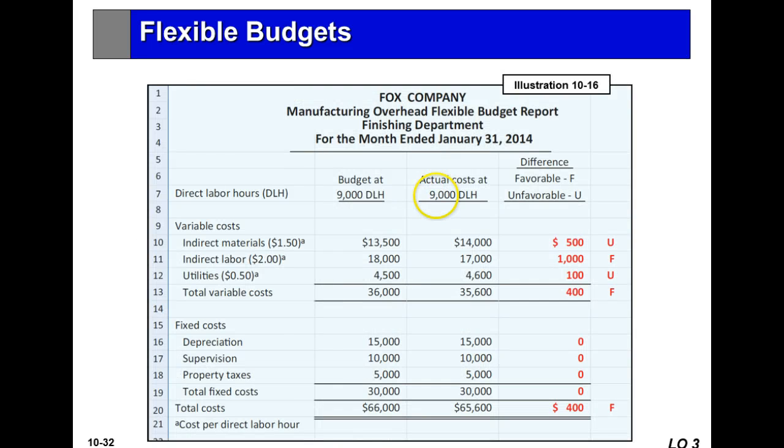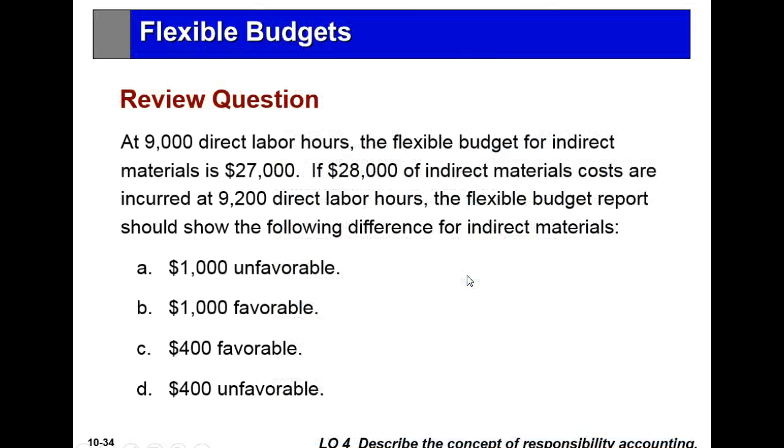So we did some problems last week as we were comparing our budgeted to actual and determining our favorable versus unfavorable variances on our variable costs. Let's look at this one, guys. At 9,000 direct labor hours, the flexible budget for indirect materials is 27,000. If 28,000 of indirect material costs are incurred at 9,200 direct labor hours, the flexible budget report should show the following difference for indirect materials. Will it be unfavorable, favorable, or a $400 favorable or unfavorable?